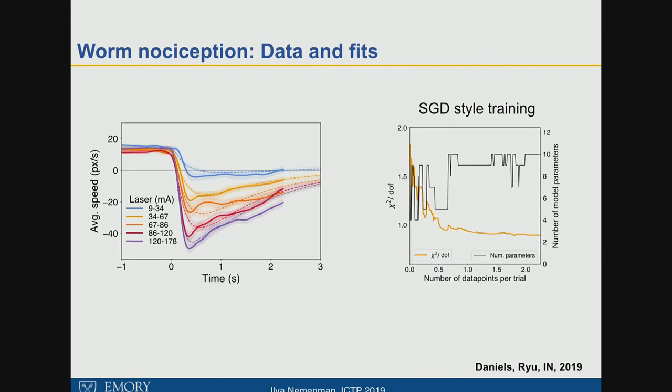This is the type of data that we get. We apply the current, the worm goes forward, we apply the current here, the worm immediately recoils back, starts slowing down, and eventually at about 4 or 5 seconds it's going to stop, cross over itself and start going forward again. The solid lines with ranges around them are the mean of a bunch of worms plus or minus the standard error of the mean, and the dotted lines are the fits. By all measures, the fits are very good. We get chi-squared per degree of freedom of less than one, which is even worrisome, that we're overfitting. It turns out we are not.